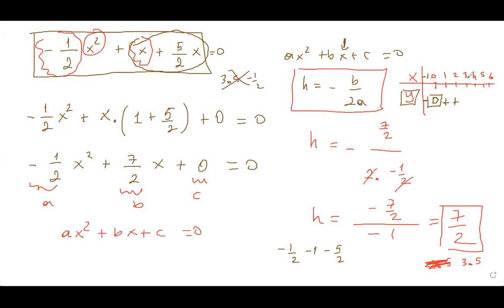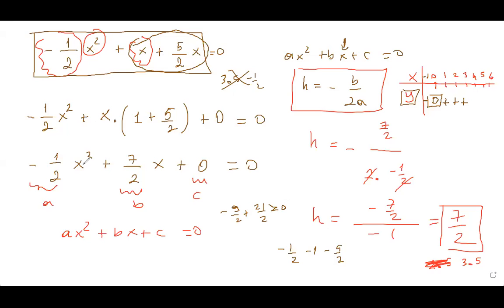When I put the number 3, 3 squared is 9. 9 divided by 2 with the minus sign gives negative 9 over 2 plus 3 times 7, which is 21 over 2. So it will be clear that the result is greater than 0.